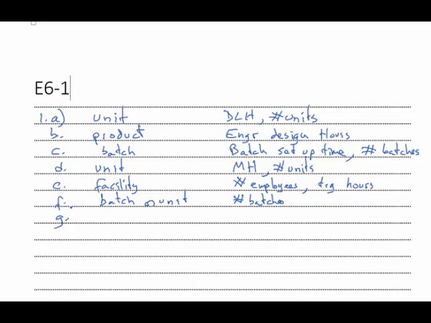G, random sample of 10 units is inspected for defects in each batch. Well, that clearly is a batch level cost. And again, could do number of batches. Possibly inspection hours or inspection time. And that concludes the exercise.